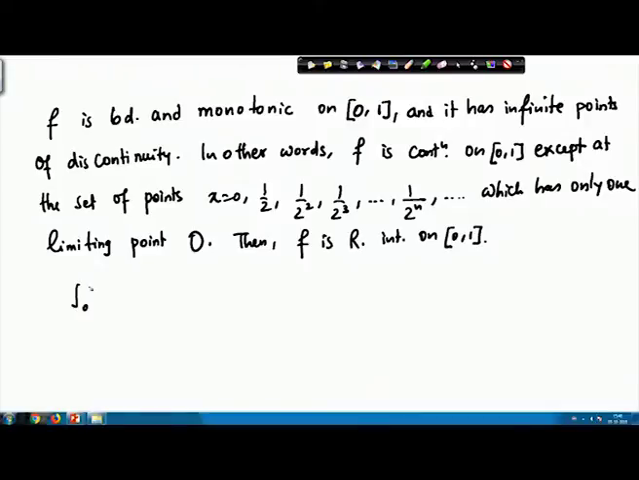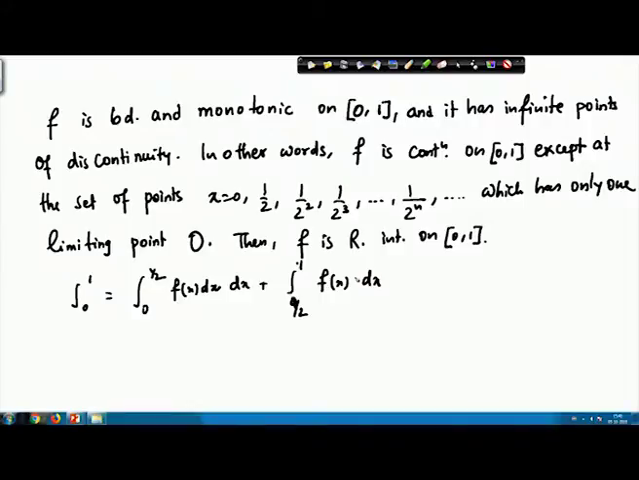So the value is the integral from 0 to 1. We have the integral from 0 to half of f(x) dx, and the integral from half to 1 of f(x) dx. Next we will divide these, we will continue doing this.